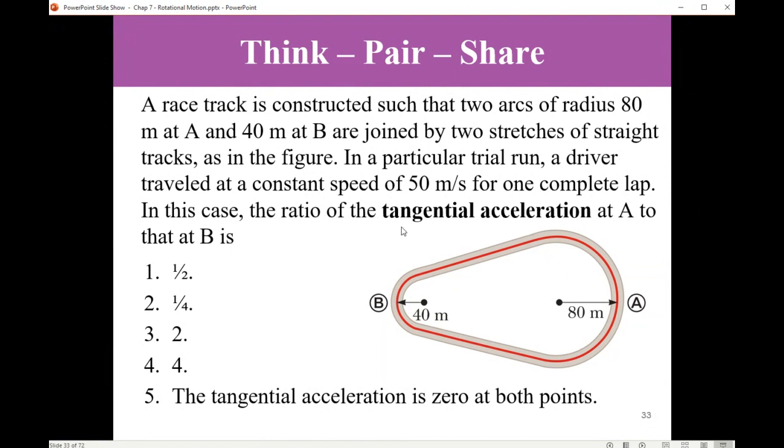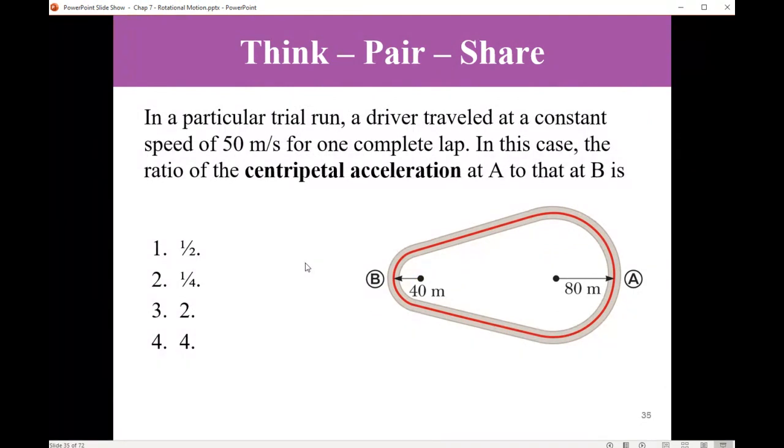Here we are talking about tangential acceleration. Since the speed is constant, this is tangential speed. There is no change in the tangential speed. Therefore, there will be no change, so no tangential acceleration. You need to change the magnitude of the speed to change the magnitude of tangential acceleration. So the tangential acceleration is 0 at both points.